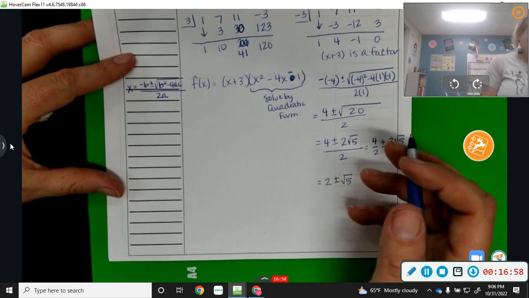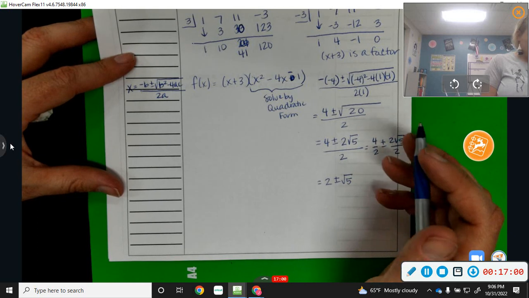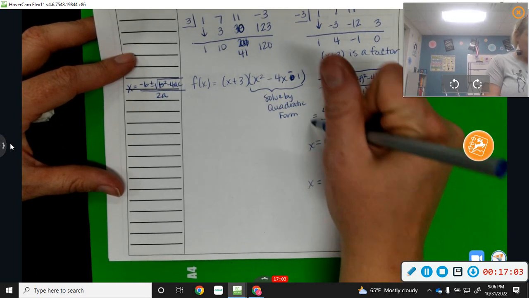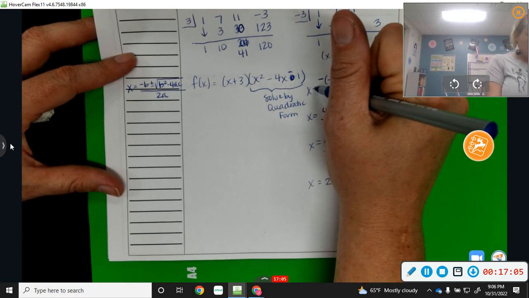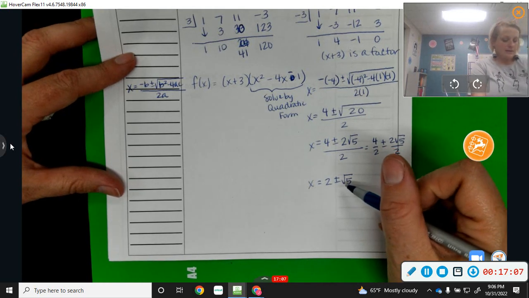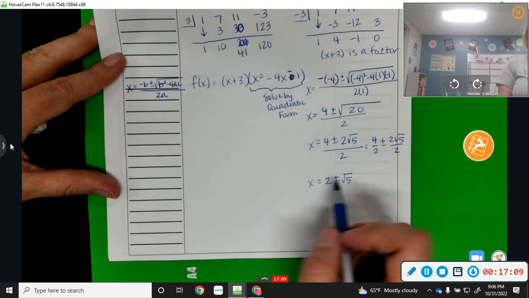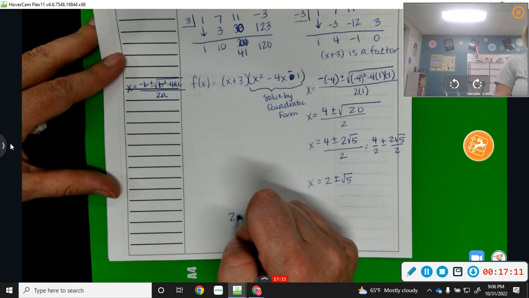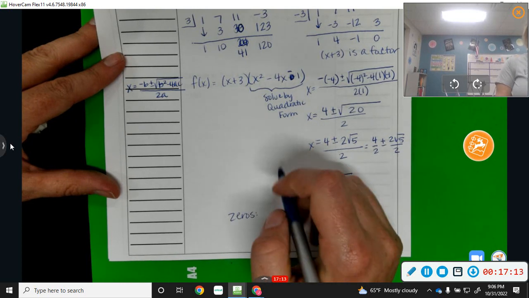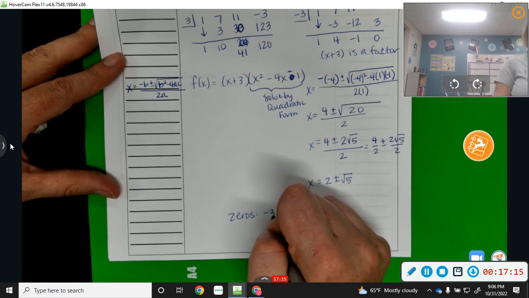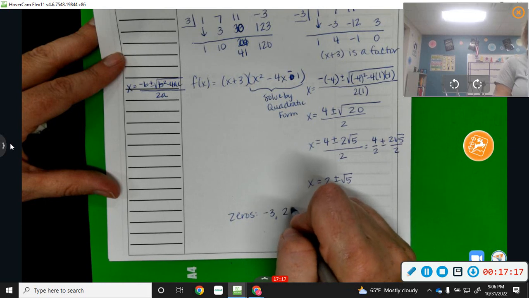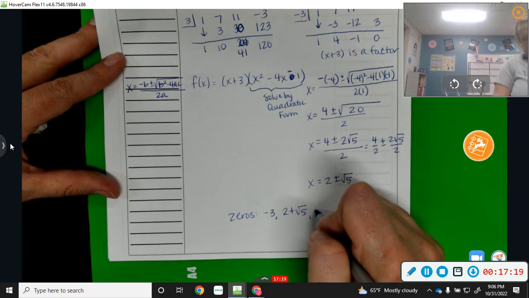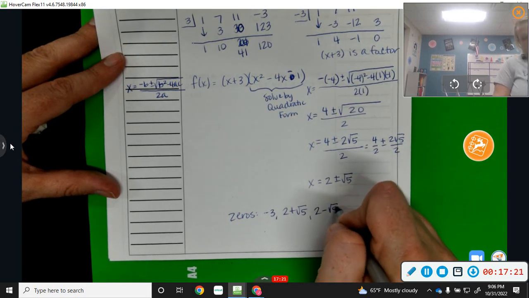So the quadratic formula says that. So we have this one, and then we have these 2 roots. So my zeros are going to be negative 3, going to be 2 plus the square root of 5, and then 2 minus the square root of 5.